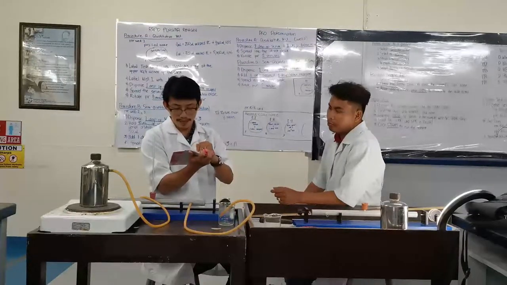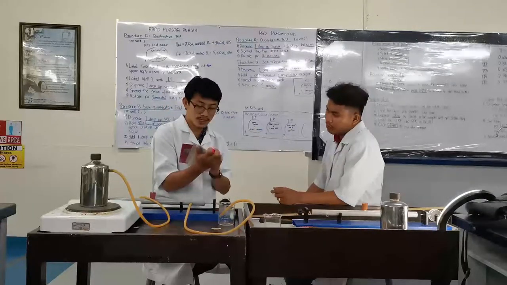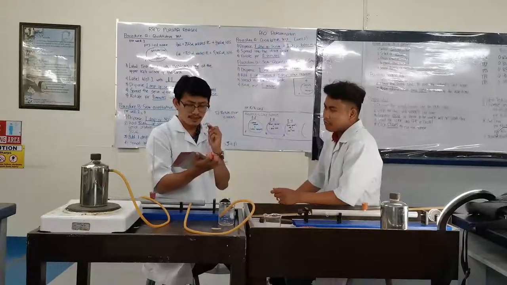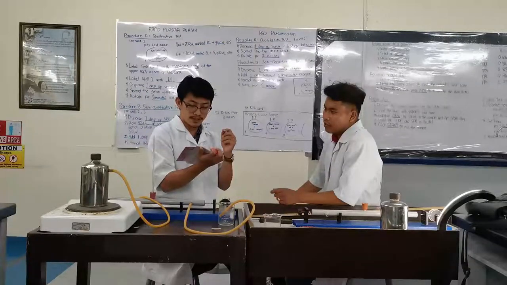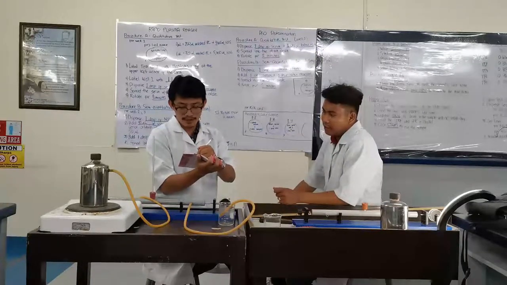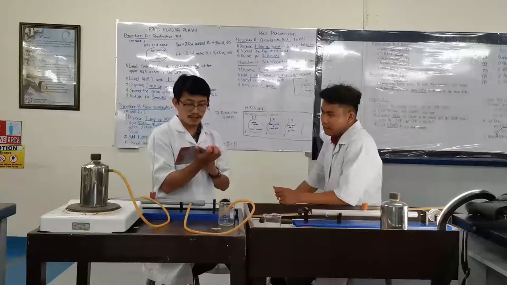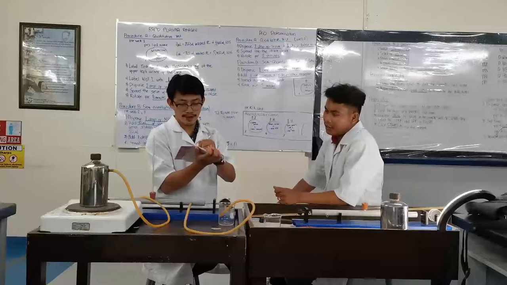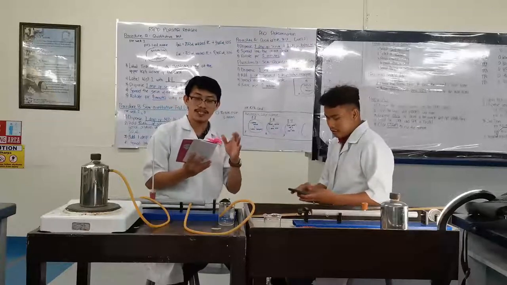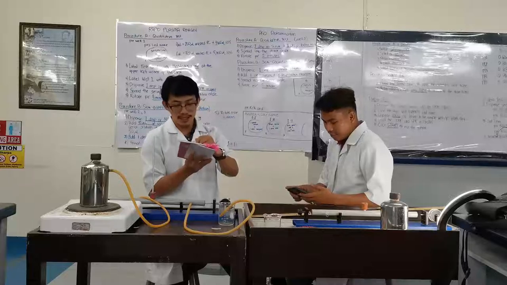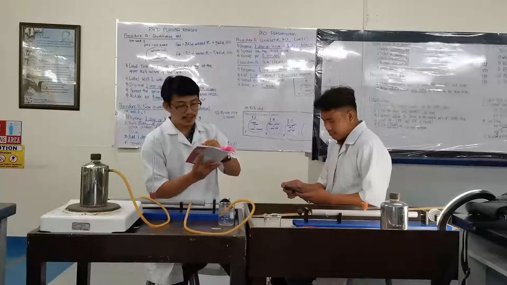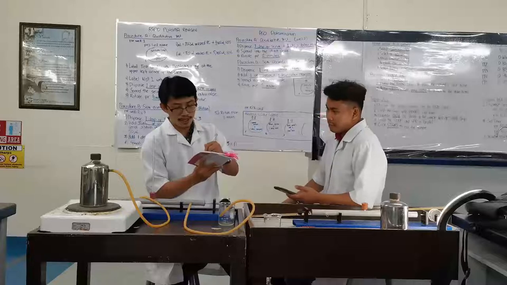So our coefficient is our expansion, the amount of expansion, which is 0.613 millimeters, divided by our original length, which is 500.0 millimeters, times the change in temperature. The change in temperature is always final temperature minus initial temperature. Our final temperature is 91.1 degrees Celsius minus our initial temperature, which is 25.1 degrees Celsius.